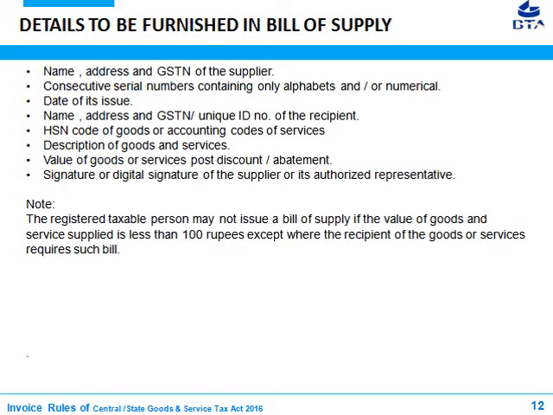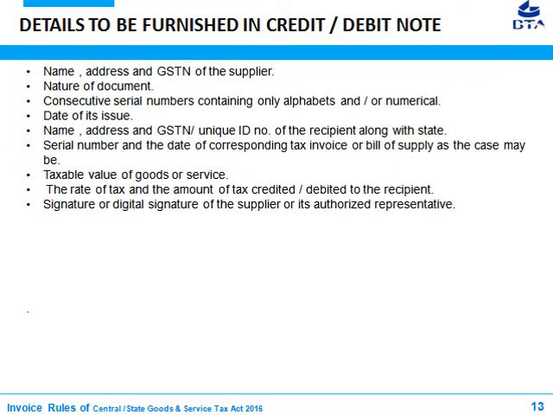The bill of supply, which is issued under the composition scheme or by the person who is supplying exempted goods or services, shall contain the following details. The following details are required to be issued in case of credit notes and debit notes.